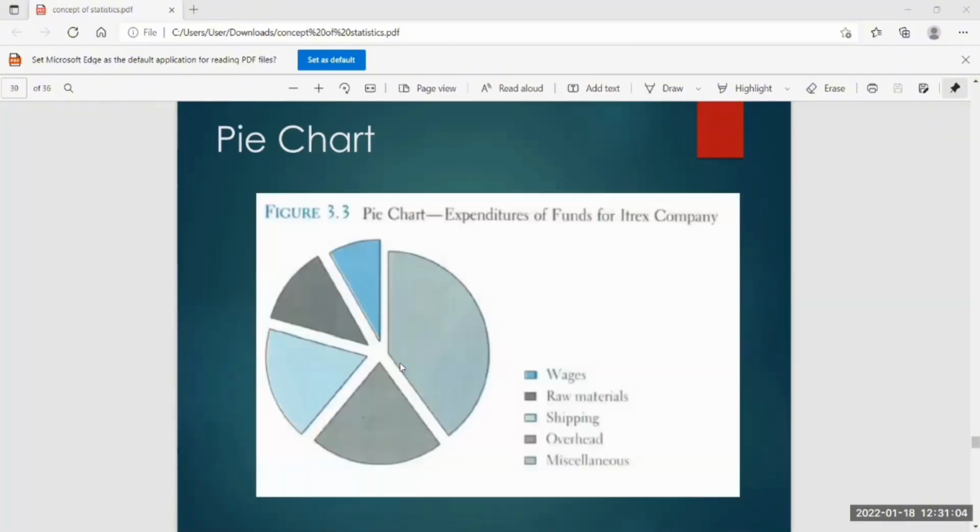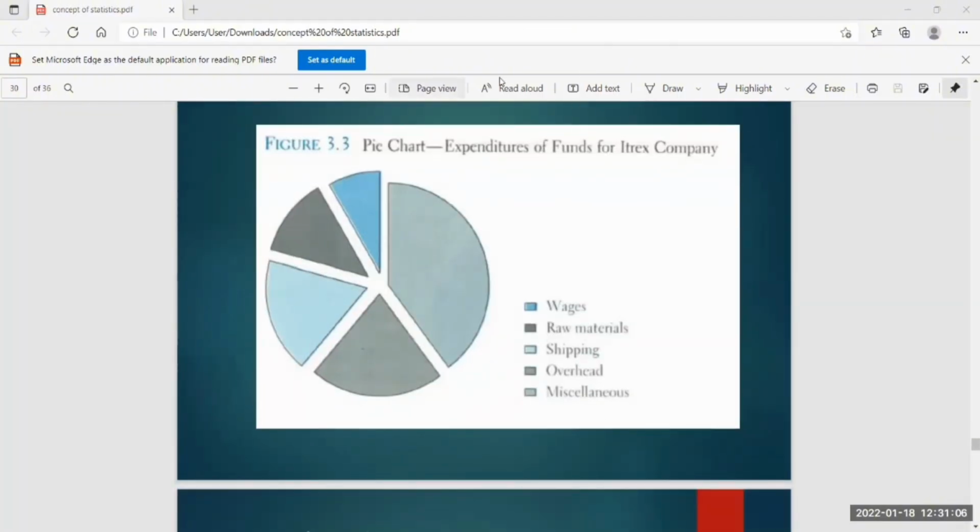With a pie chart here, you can always assume that this is 100%. Do not look at it as less than 100% or more than 100%, because a pie has to be 100%.